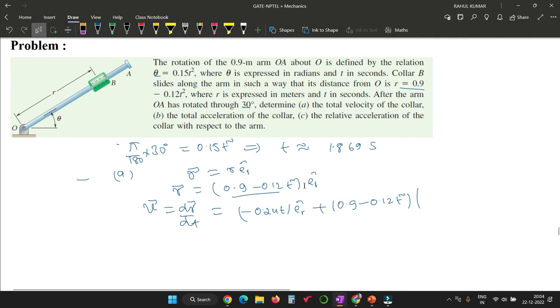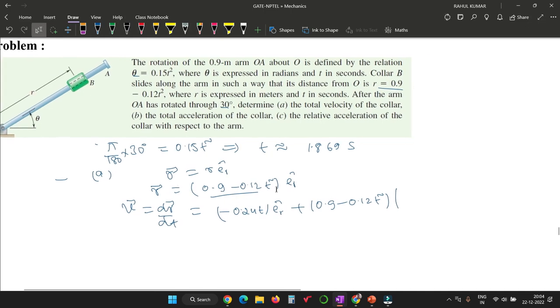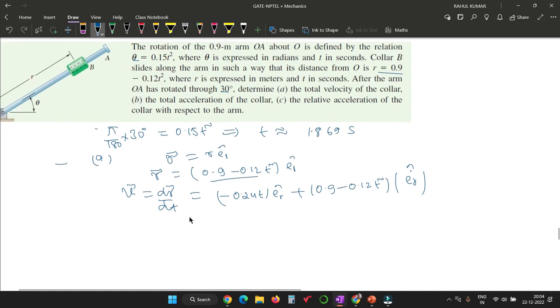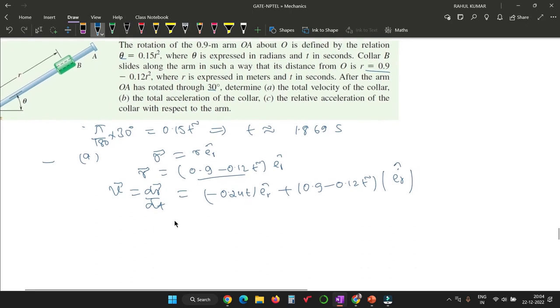Now differentiate this, simply because it is asking to find the velocity of the collar. Just differentiate this expression with respect to time. By applying the chain rule, first you differentiate r and leave theta as it is, then you leave r and differentiate theta. So what will you get? r dot e_r, and then r theta dot e_theta.